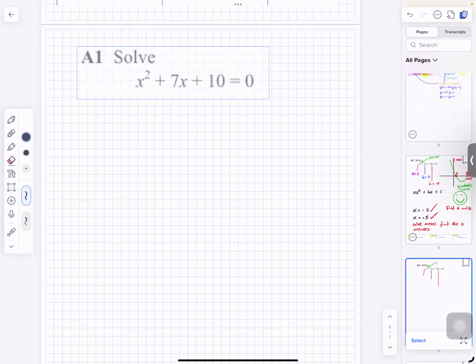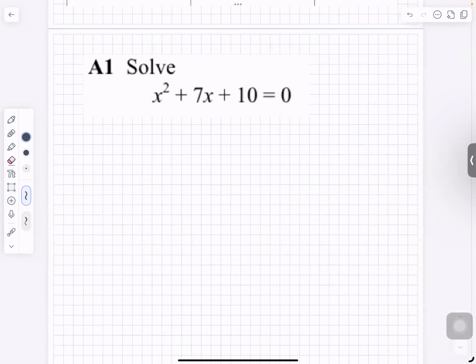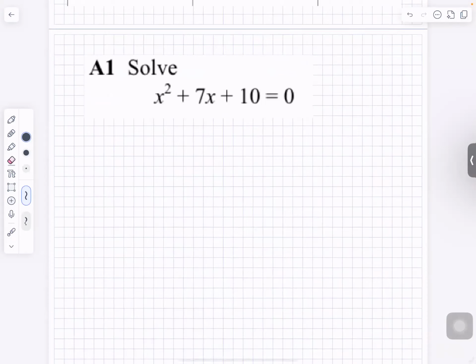Hold on. So we want to solve that equation by factorizing first. So the first thing I do is factorize, which means put in brackets.